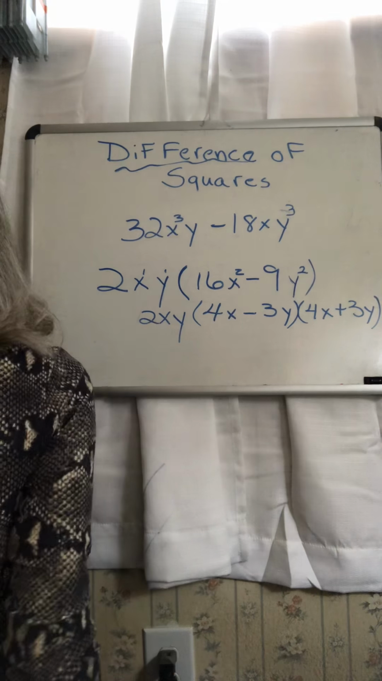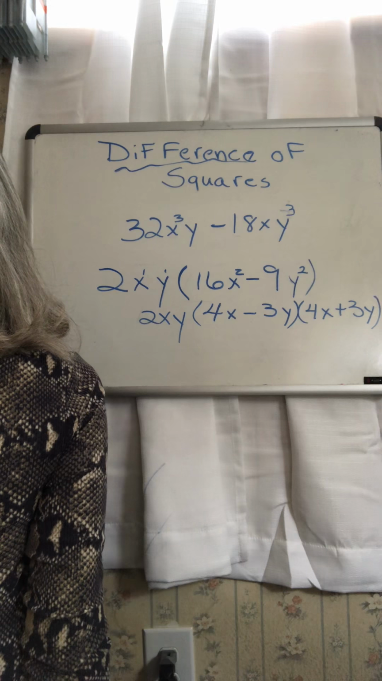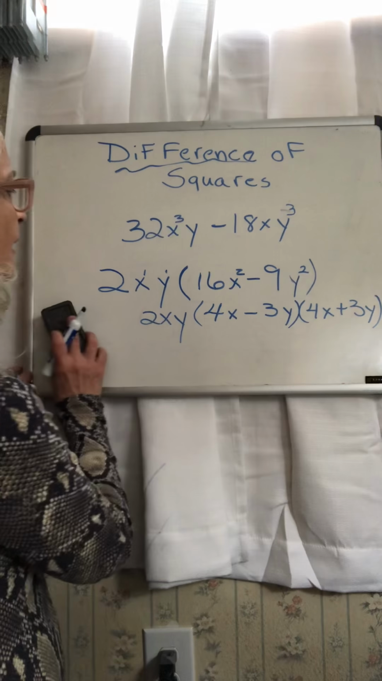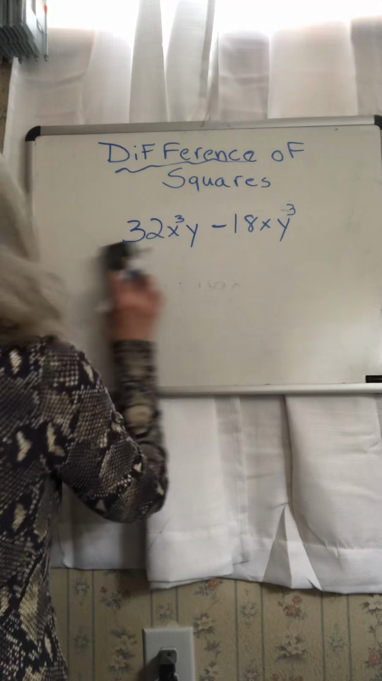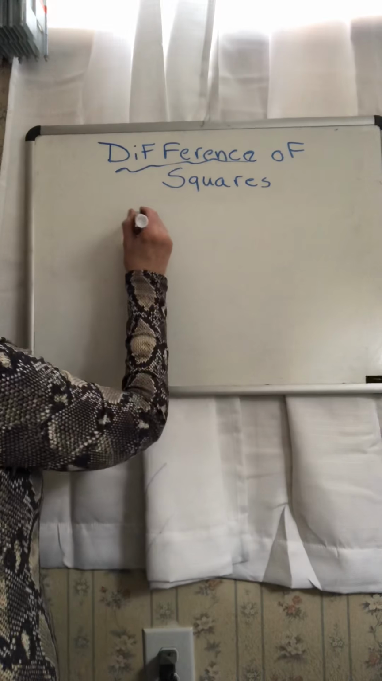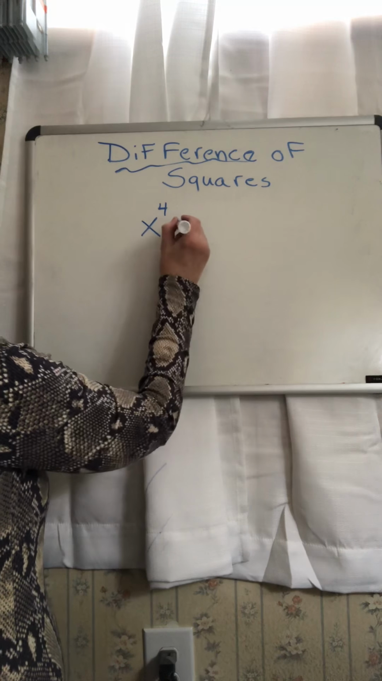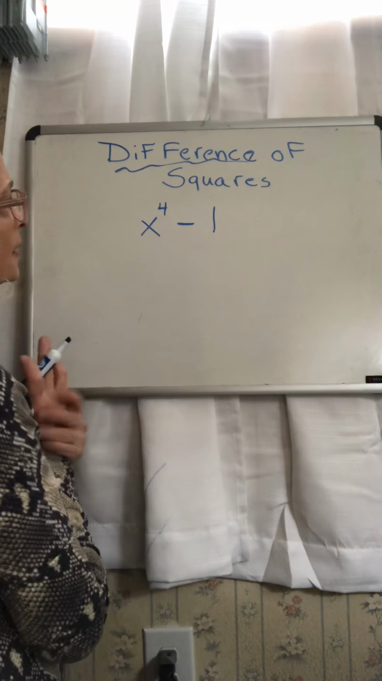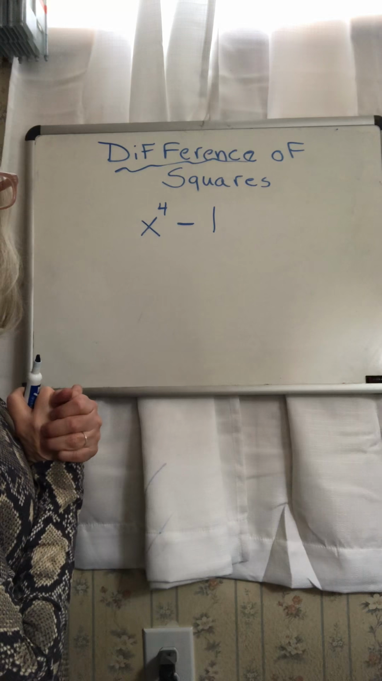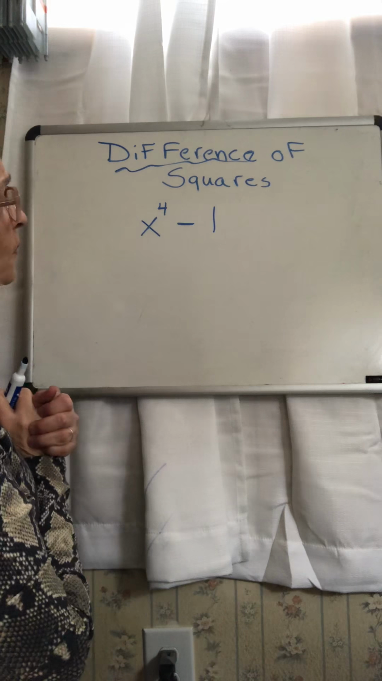Okay, we'll do one last one, and then I'm going to leave you to your factoring. Let's look at number 11. So number 11 is x to the 4th minus 1. So x to the 4th minus 1 is a difference of squares, even though it might not look like one.